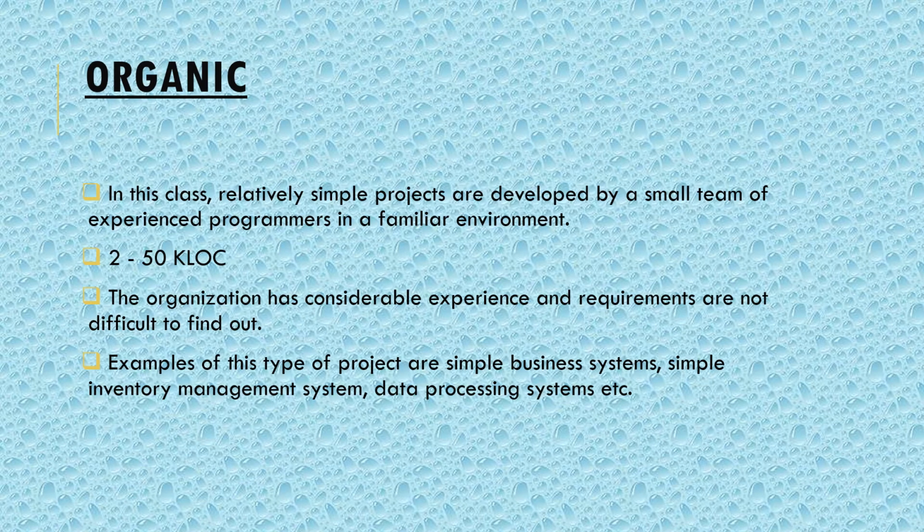In this class, relatively simple projects are developed by a small team of experienced programmers in a familiar environment, and it typically includes between 2 to 50k LOC. That means in this organic class we develop simple, small projects with the help of a small team of experienced programmers who have experience of past programs. And this organic class involves developing projects having between 2 to 50 KLOC, that is, the program's source code involves between 2 to 50 thousand lines of code.